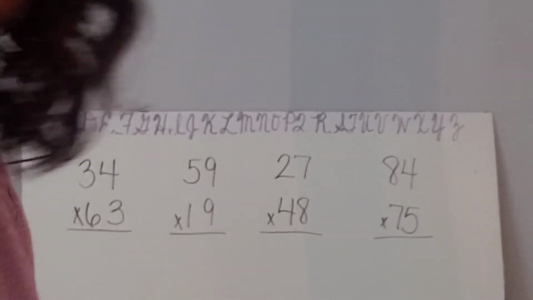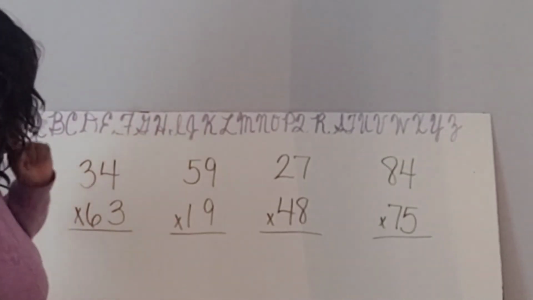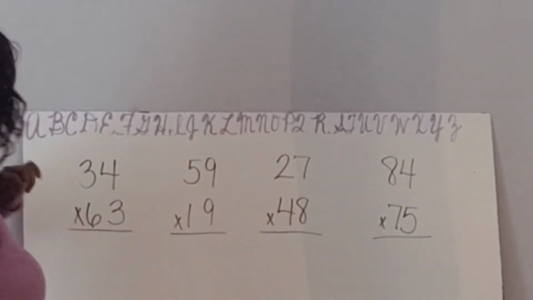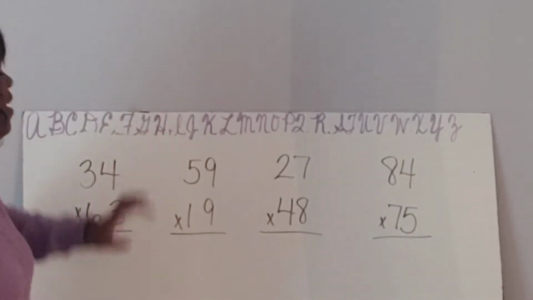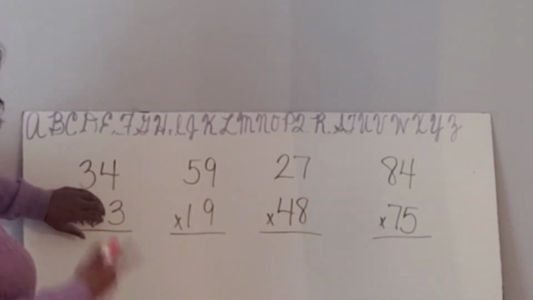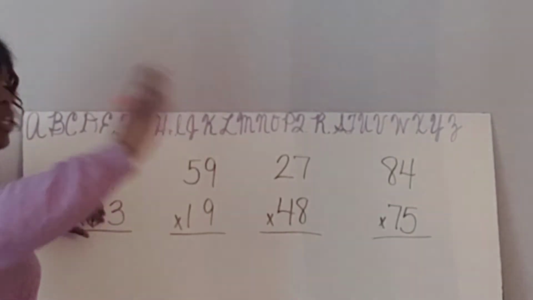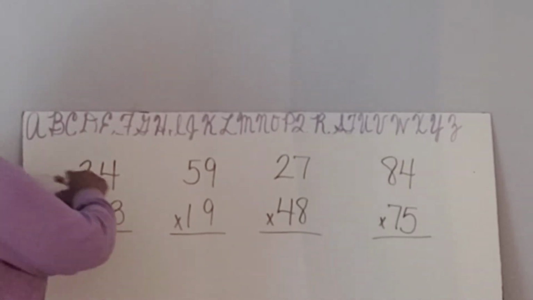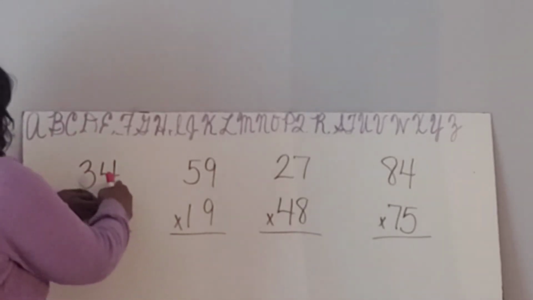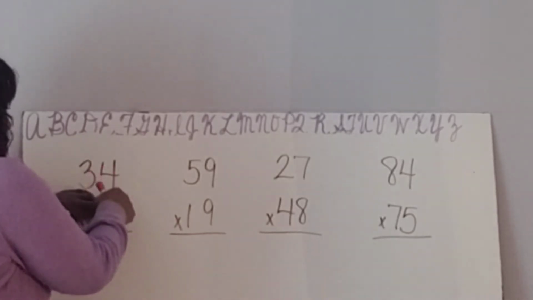Okay, so let's practice and review what we do. The first thing we do is cover over the tens place. So now it looks like the problems that we've done all year long with our two numbers on the top times one number on the bottom. 34 times 3. We always start with our ones place, multiply ones place, and then the tens place.